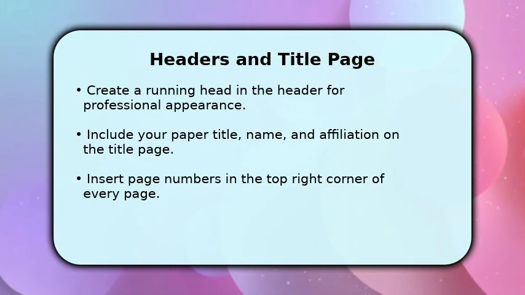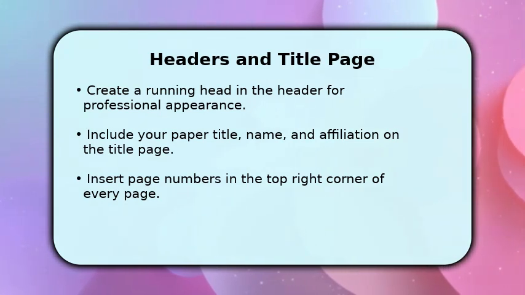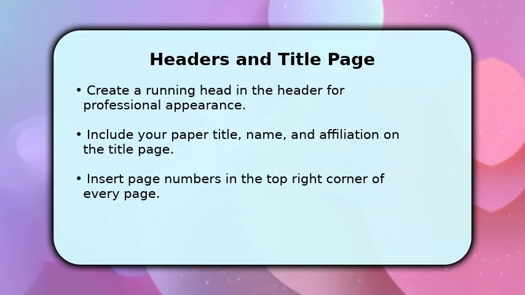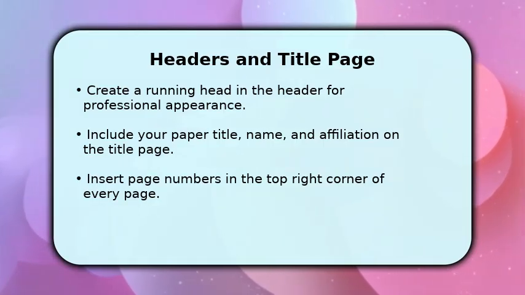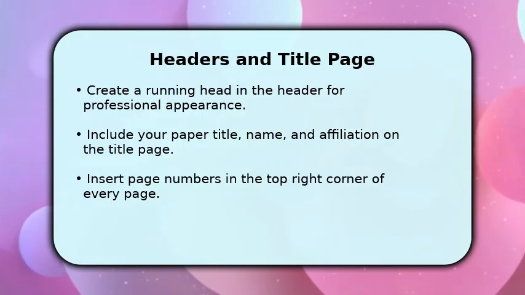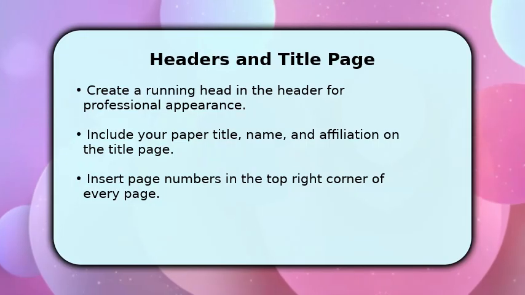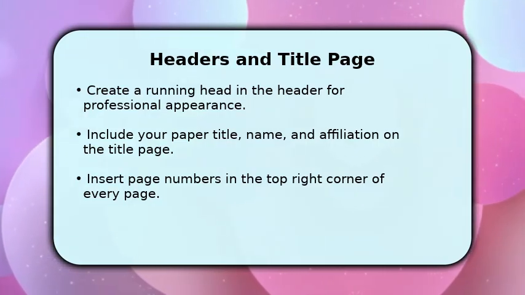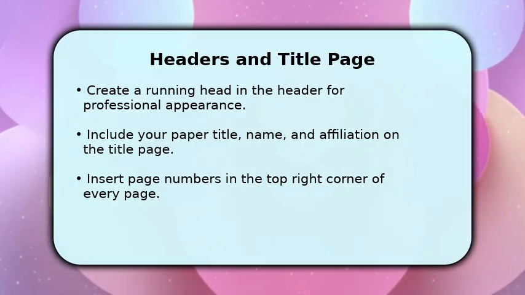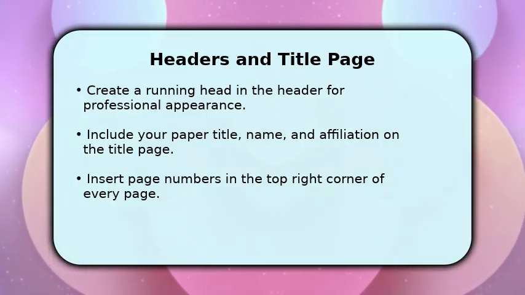Now let's set up your headers and title page. For the running head, go to Insert, then Headers and Footers, and type your shortened title in all caps. On your title page, center your full paper title, your name, and your institutional affiliation. Remember to insert page numbers in the top right corner, starting from page 1, for consistent formatting throughout your document.